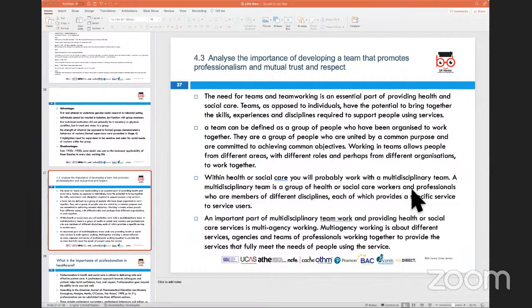So when we talk about teams, we talk about a group of people being brought together to achieve a common purpose or to work towards a common objective. We talk about people within the NHS and the health and social care sector working in multidisciplinary teams. So it's not just teams, but multidisciplinary teams, because you have a combination of different types of people working and coming together to provide care to patients.